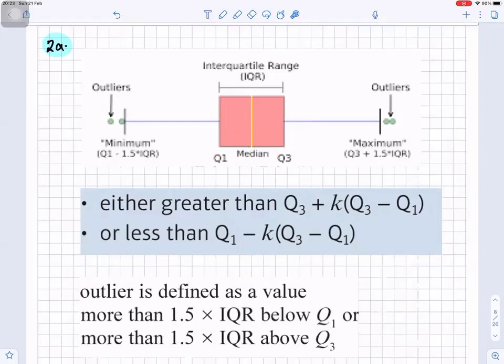So the minimum value, you can use this for it, the Q1 minus 1.5 interquartile range. And then the maximum value. So we want to find out these values from those data. And they've given us that an outlier is defined using 1.5 times interquartile range below Q1, which is similar to that. And this one is similar to that. That's what we're going to use.